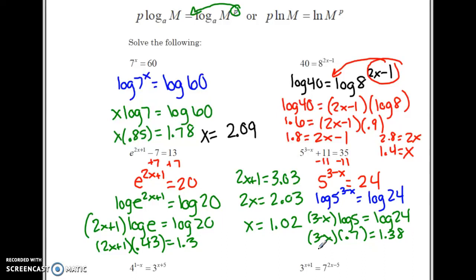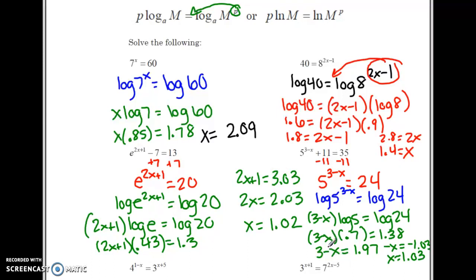I get 1.97, so I've got 3 minus x equals 1.97. Now I got to subtract the 3 from that. Okay, so now I have negative x equals negative 1.03. And now to get rid of the negative, I just switch the signs. So my answer is positive 1.03.